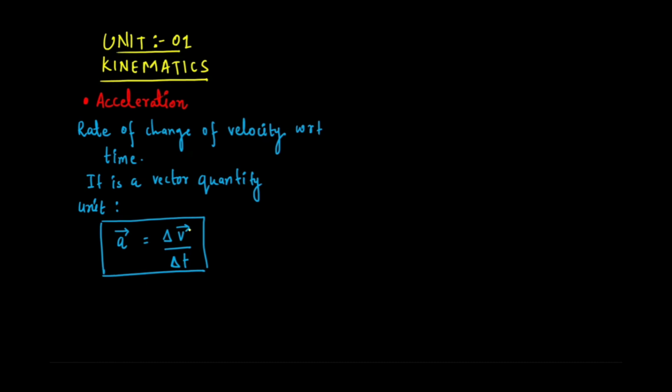Delta v represents the change in velocity of the body, whereas delta t is the time in which the velocity change takes place. We know the unit of velocity is meters per second, and again it should be divided by time. So the unit of acceleration is going to be meters per second square, or we can also represent it as ms to the power minus 2.